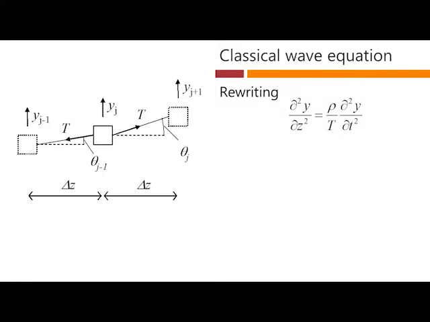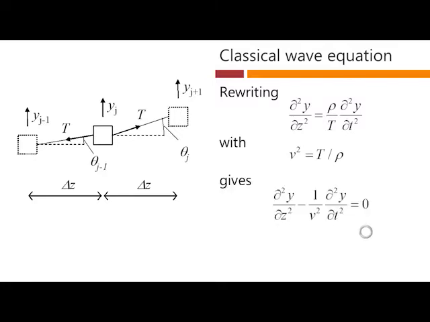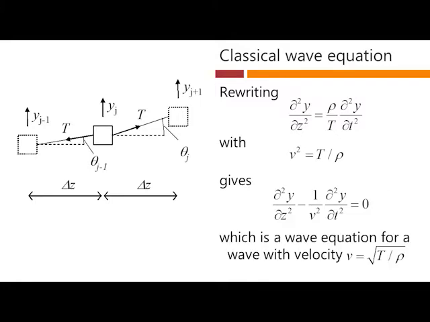Rewriting this using v squared equal to T over rho, we'll get an equation like this. And this is a classical wave equation: d2y by dz squared minus 1 over v squared d2y by dt squared is equal to 0. And this wave equation, as we can easily check, corresponds to one with a wave velocity that's equal to the square root of T divided by rho.